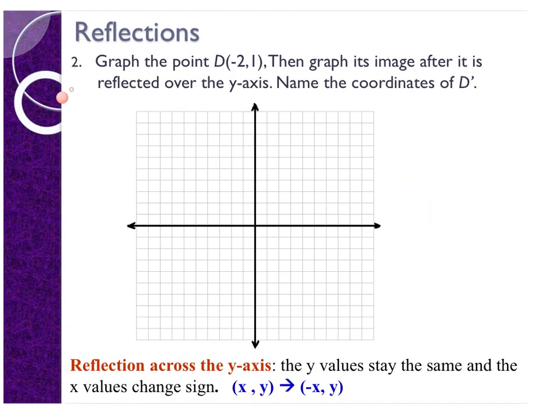Graph the point D (negative 2, 1). So negative 2, 1, here is D. Then graph its image as it's reflected over the y-axis. So this time I'm going to go on the y-axis, okay? My point D is 2 away from the y-axis, so my D prime is going to be 2 on the other side.